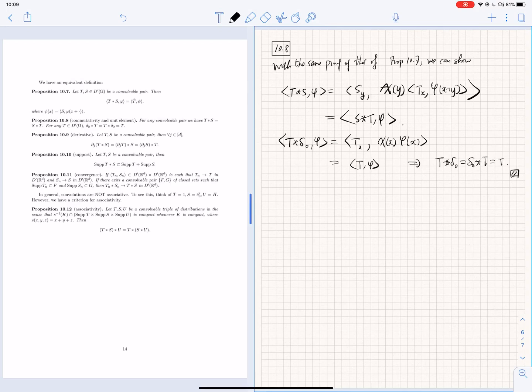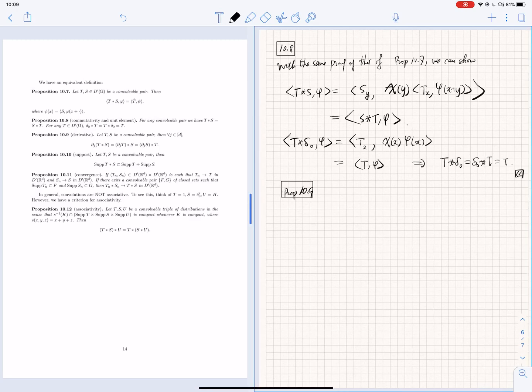Okay, so next we consider the derivative. This is also not hard to show. 10.9. So let's just consider the derivative of the convolution applied to phi. Then first we use the definition of T convolved with S, then we pass the derivative to the test function with negative sign, and then we can write it as the tensor product T and S applied to a chi function that we all know how to choose. Chi j phi delta. Okay, exactly.